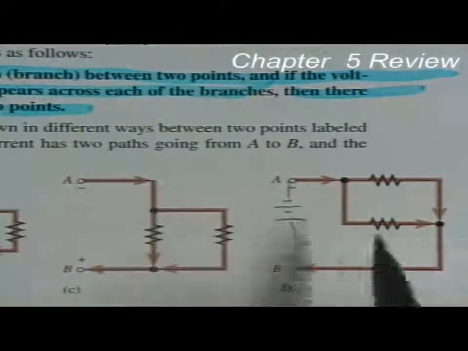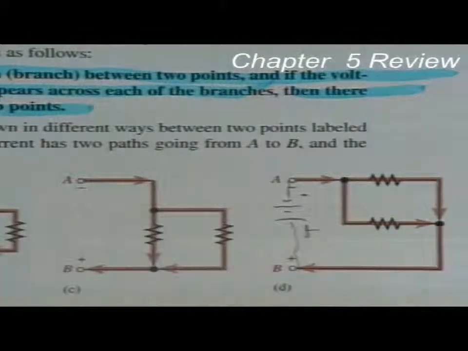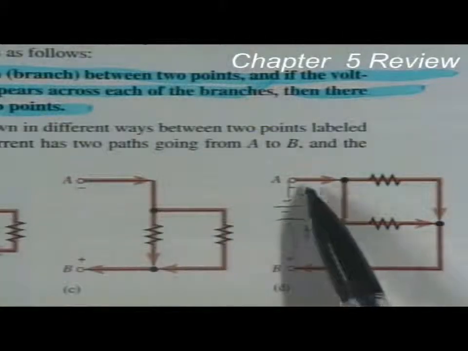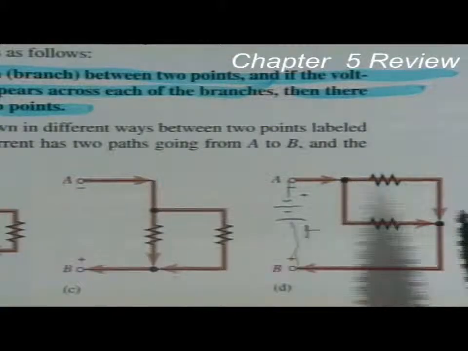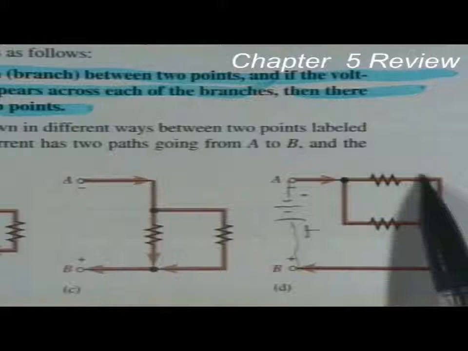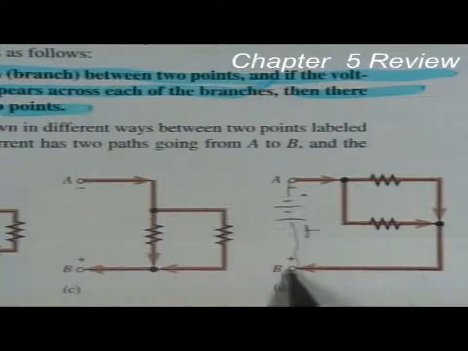And the long plate is the positive. So this is plus, this is minus. So current is going to flow out of A. It's going to flow into this node, and it's going to flow two places. It's going to flow this way, and it's going to flow this way. The two together will flow back into the battery, the plus side, and what will happen?